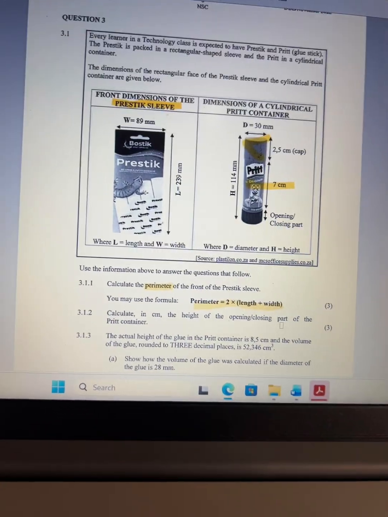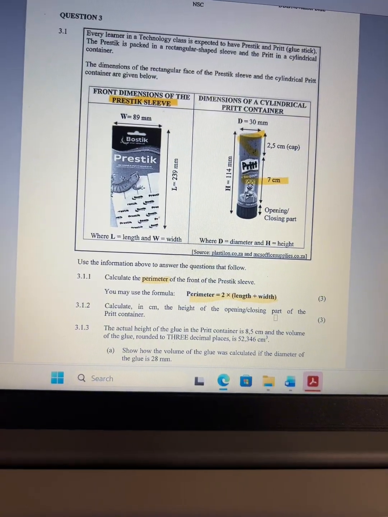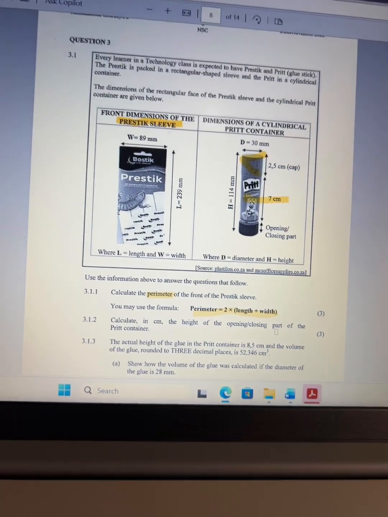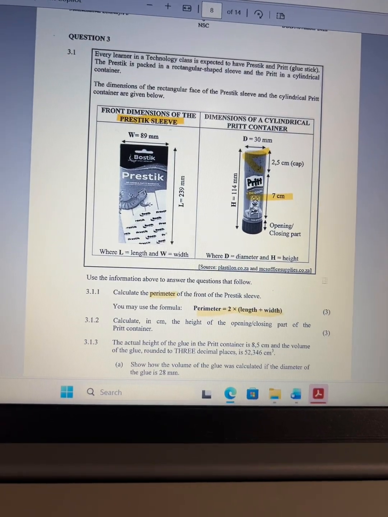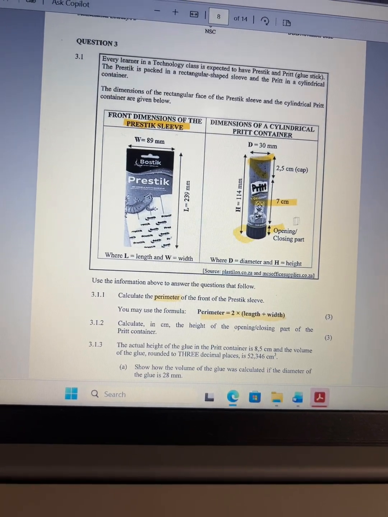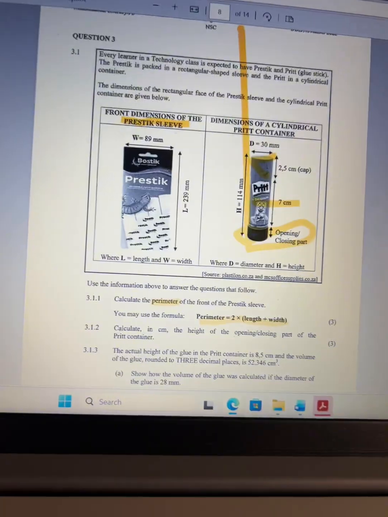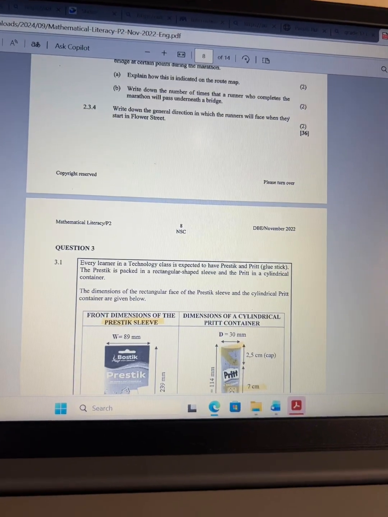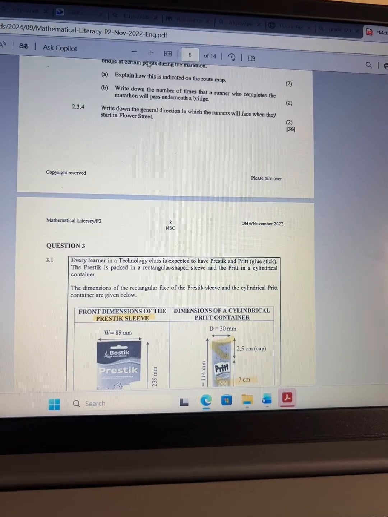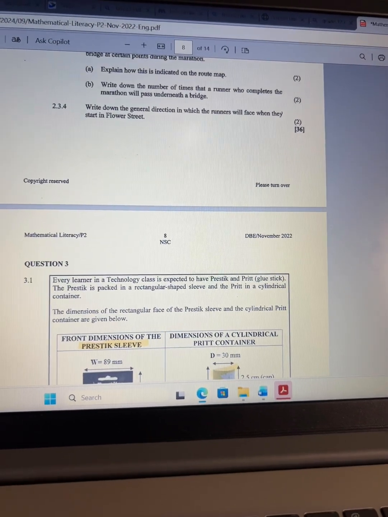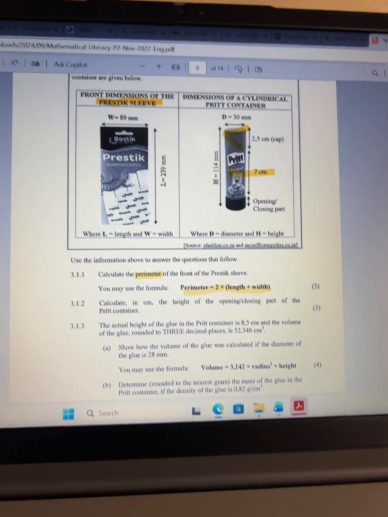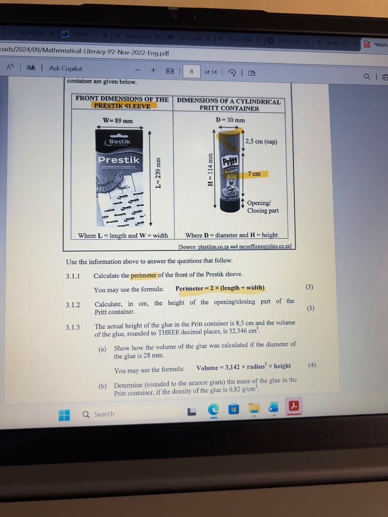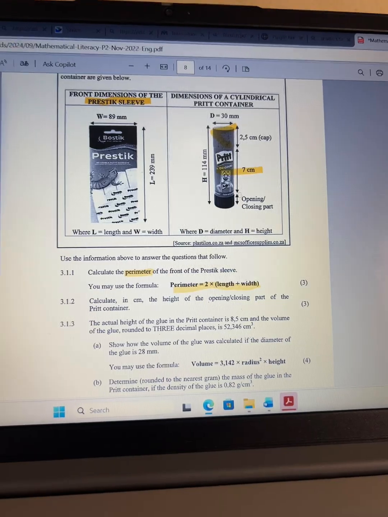3.1.2. They said calculate in centimeter the height of the opening or closing part of the print container. They're talking about this part here. We have to calculate this part. And then if we check it, it means that we have to go and check exactly what we have. As I said, we have to calculate this part, this one.